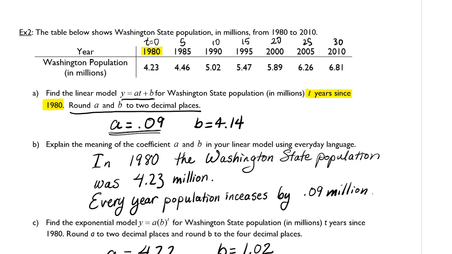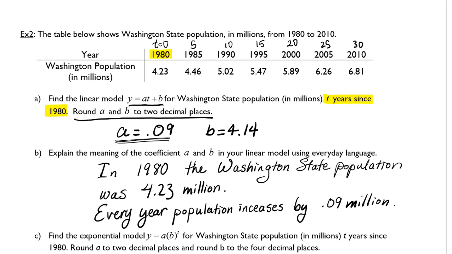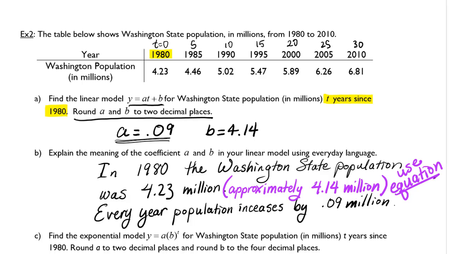In 1980, the Washington state population was 4.23 million. However, the model approximates approximately 4.14 million. And this is because when we calculate the approximations, we have to use the equation. So this is what the table says is true, but we need to use the equation, so we need to use this to give our values. That's why we say it increases by 0.09 million each year.